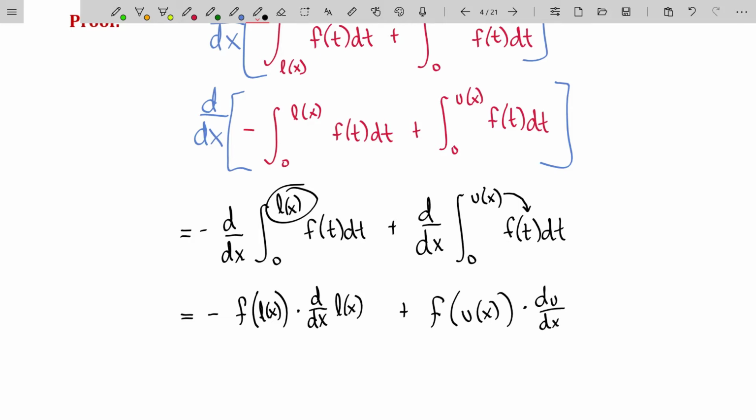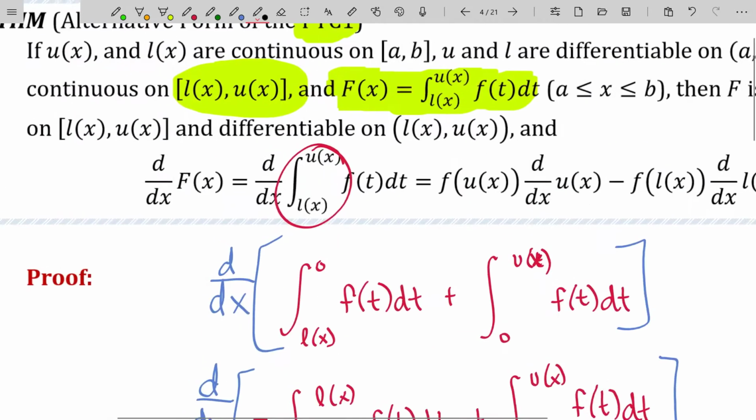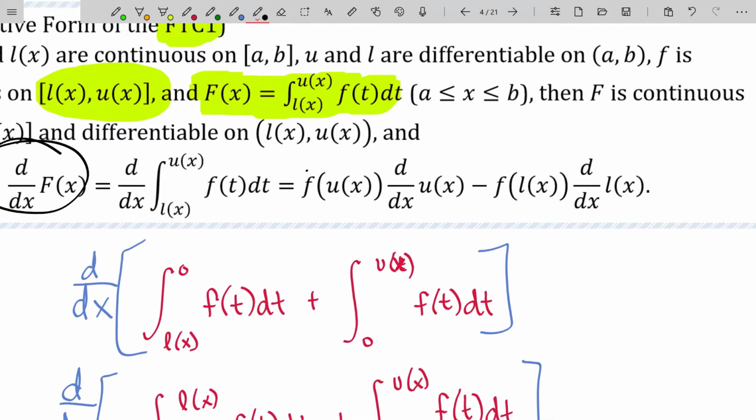And this is why that derivative of our integral is f evaluated at the top of the upper limit times the derivative of the upper limit minus f evaluated at the lower limit times the derivative of the lower limit. And trust me, this form will pay you back tenfold if you get to know it quickly. It's a very good theorem to remember.